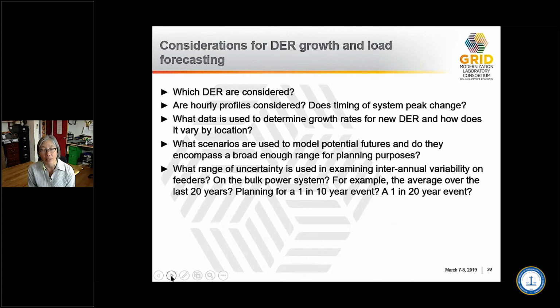I just include this in here as some of the questions that you might think about as your utilities are going through these types of processes. And Carrie, if you go to the next slide.